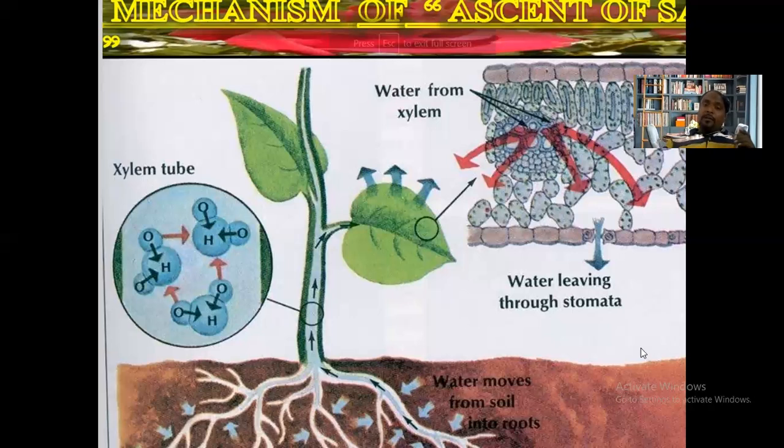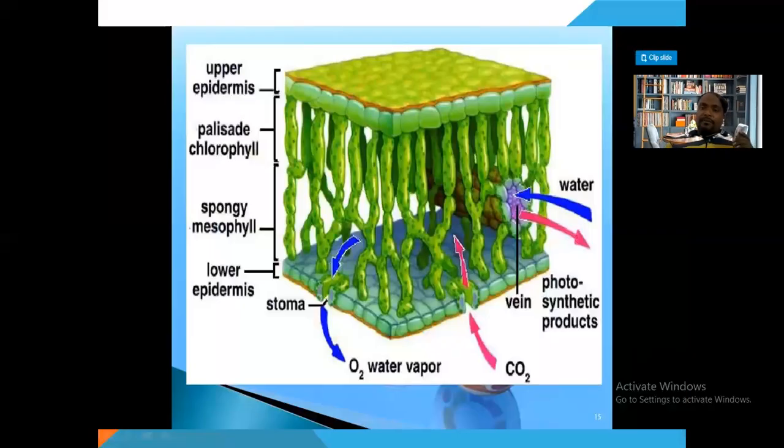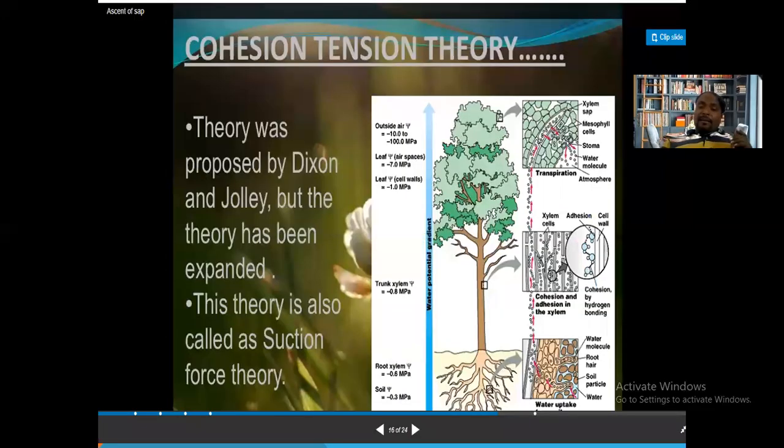Okay, you can see this is the structure of the leaf, and how the water will come out of the leaves through the stomata, which is shown by the blue colored arrow. And how it will enter into the xylem is also shown by the blue colored arrow. And this is the internal structure of the leaf. Okay, and this is the diagrammatical representation.